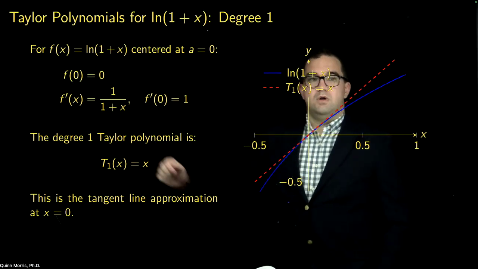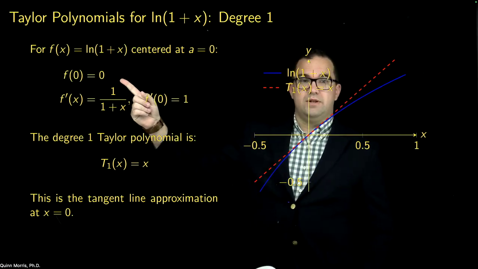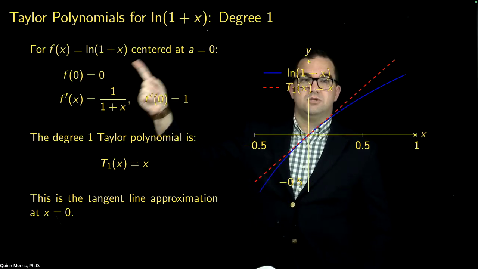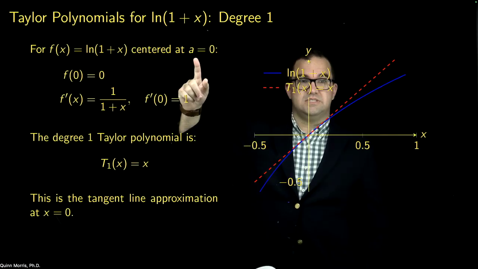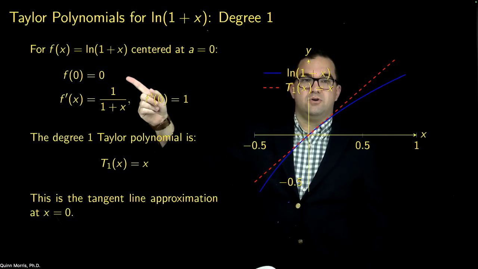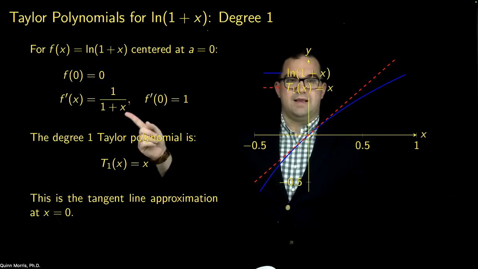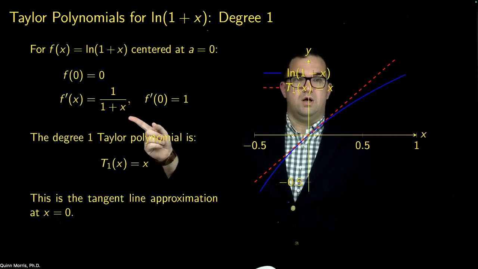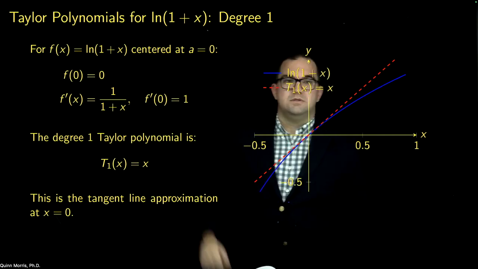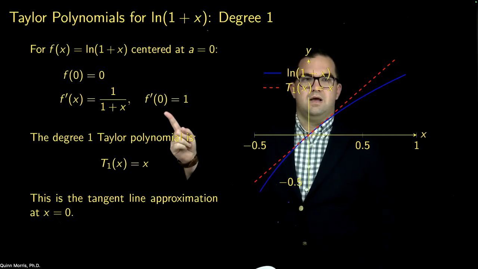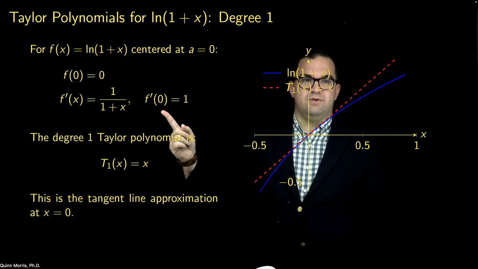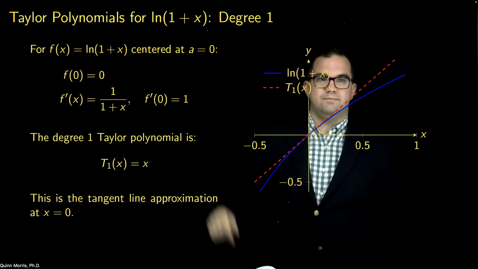Okay, so in order to come up with the degree 1 Taylor polynomial, I'm going to do this centered at 0. I'm going to need the function value at 0, and then I'm going to need the derivative at 0. So I calculate the derivative of natural log of 1 plus x. That's just 1 over 1 plus x. I evaluate it at 0, and that's just 1.